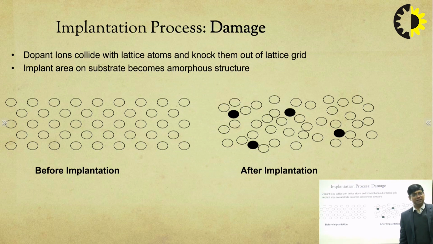As we have just discussed, when the dopant ions collide with the host silicon atoms, they damage the structure. Now, we can see here the wafer structure before implantation and after implantation. Here we can see that after implantation, the structure is damaged. It is not a regular structure. All the atoms are displaced from their regular positions. So this may also be known as amorphous structure. Amorphous structure.